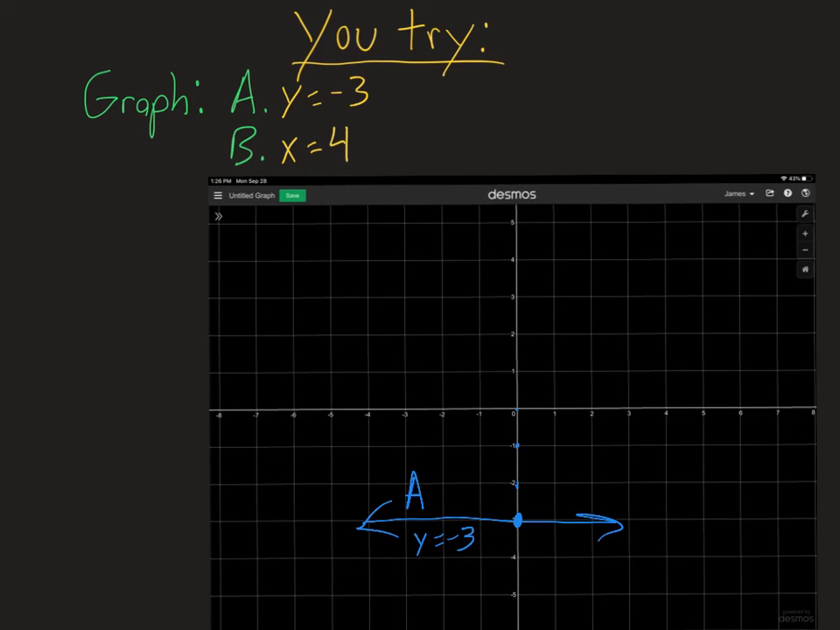Second one, x equals 4. Go on the x-axis. 1, 2, 3. There's my 4 right there, and I'm going to cross the x-axis because it says x equals 4. So there's equation B, x equals 4. All right.